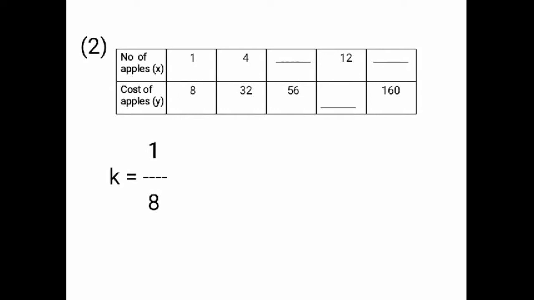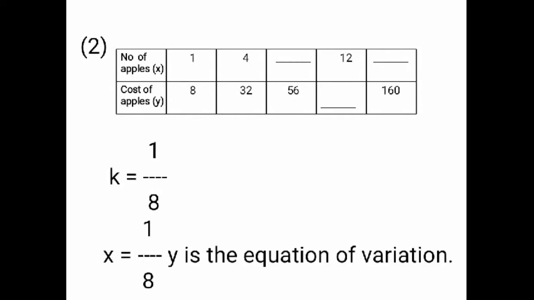Now you have to write equation of variation form. x is equal to 1 upon 8 y is the equation of variation. When you are writing equation of variation form, only you have to substitute the value of k which you got in the answer here. You don't have to substitute the value x and y. Only constant of variation which you got here, that only value you have to substitute. So this is the equation of variation.